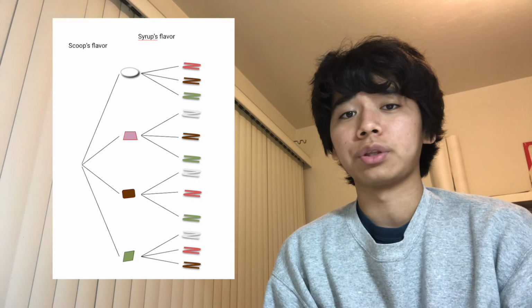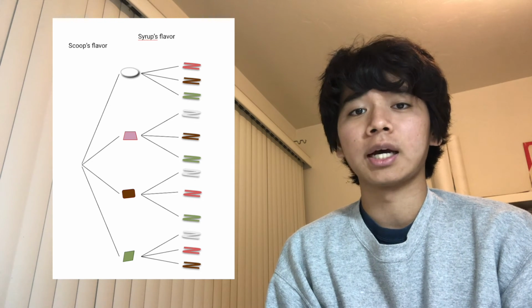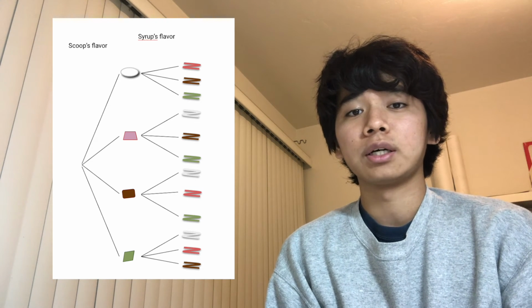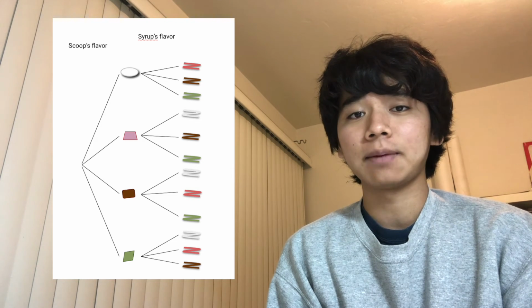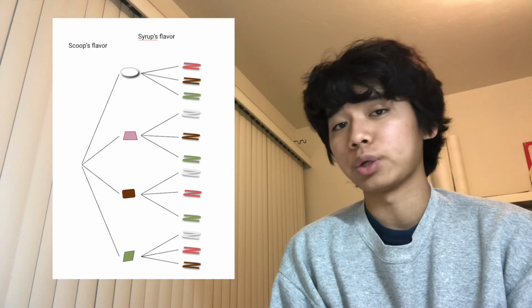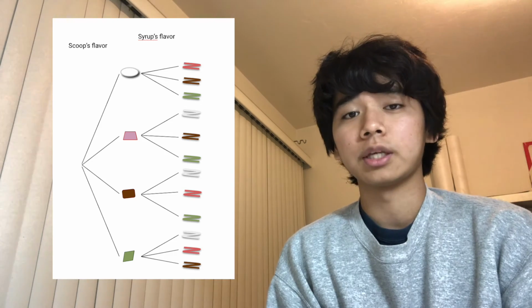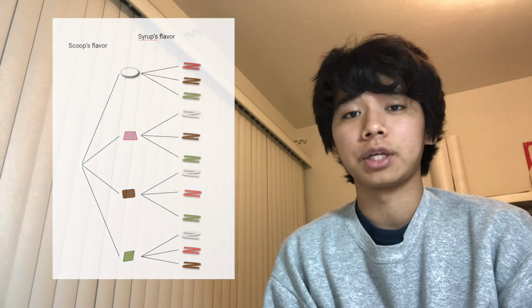However, there's only 3 syrup combinations because we are getting rid of the syrup flavor that is the exact same as the ice cream flavor. So there's 3 of them, right? So 4 times 3 is 12. There's 12 different combinations. And this is pretty much the same for 5 ice cream flavors when we add another flavor and a syrup, right?